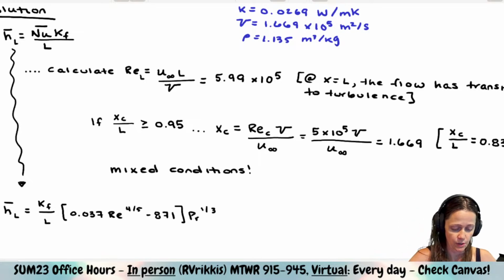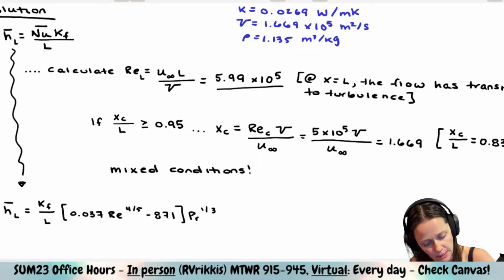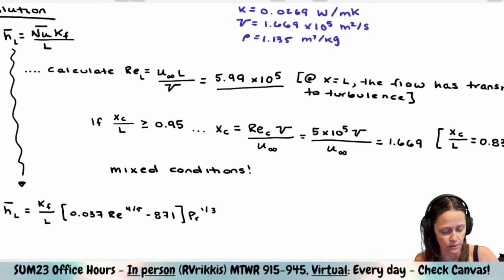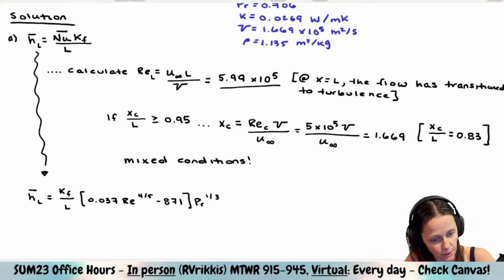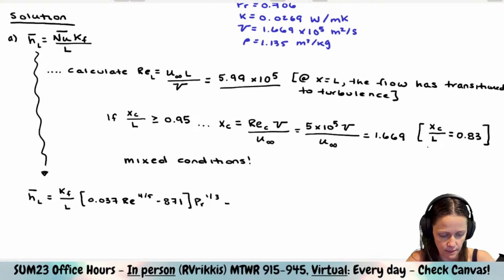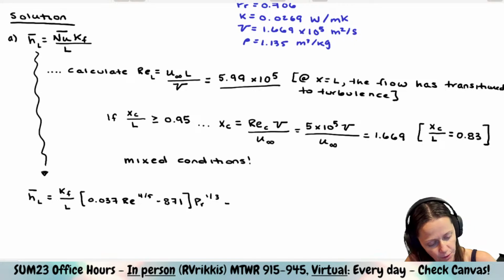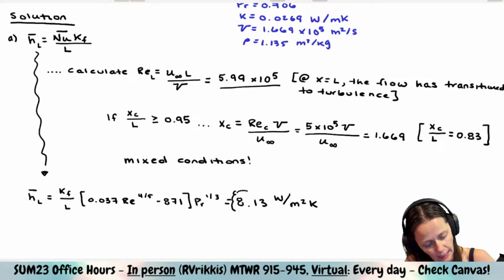Perfect. So I've got my Reynolds number, it's this guy right here. I've got my Prandtl number, and so I just need to plug in and get an h value of 8.13, and this is going to be watts per meter squared Kelvin. So that's part A.